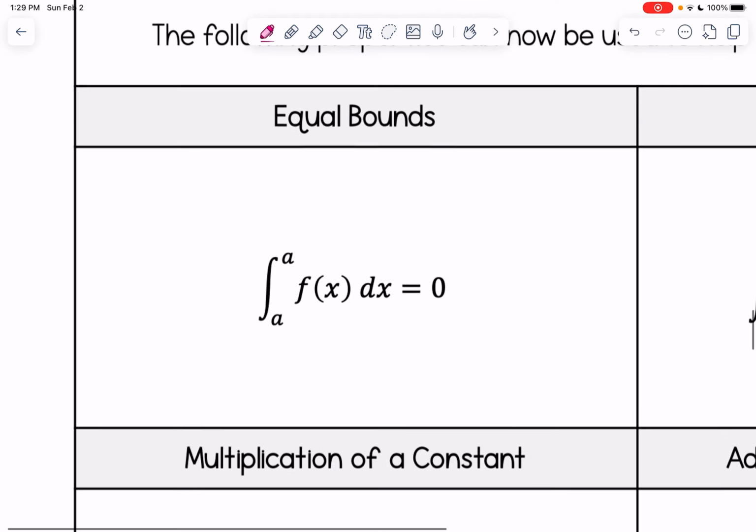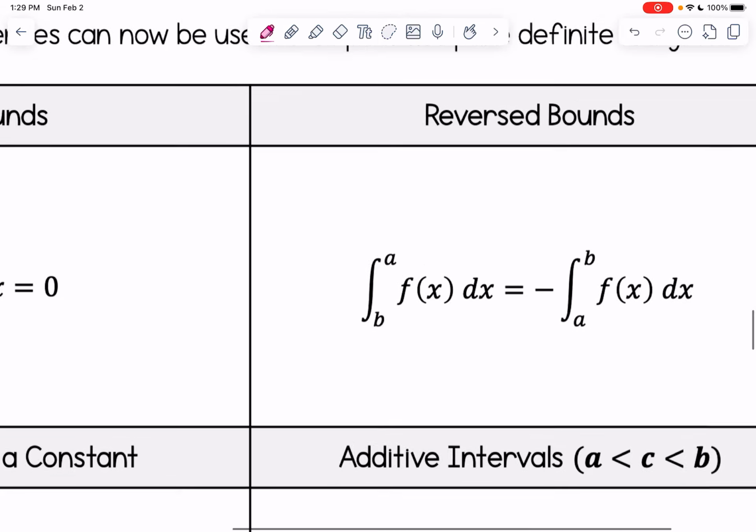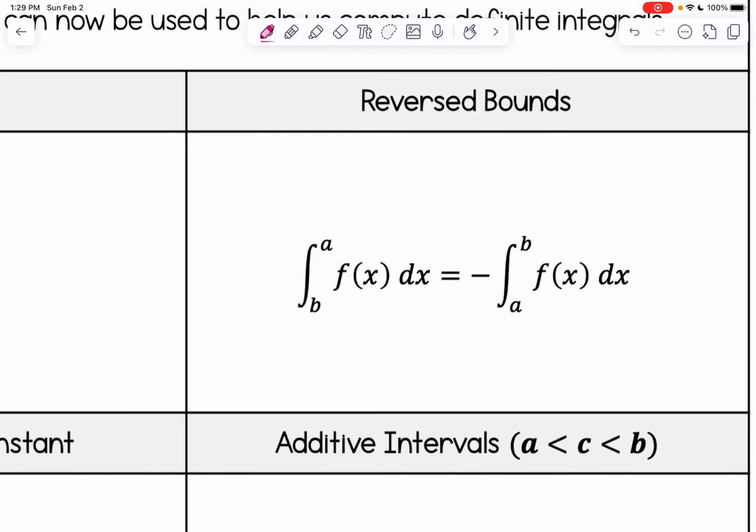The first is if the definite integral has equal bounds, then the value of that definite integral is equal to 0. If the bounds are reversed, so if the greater number is in the spot for the lower bound and vice versa, then we reverse the bounds, put them back so that the lower bound is the lower number, but we put a negative in front to show that we are inverting.